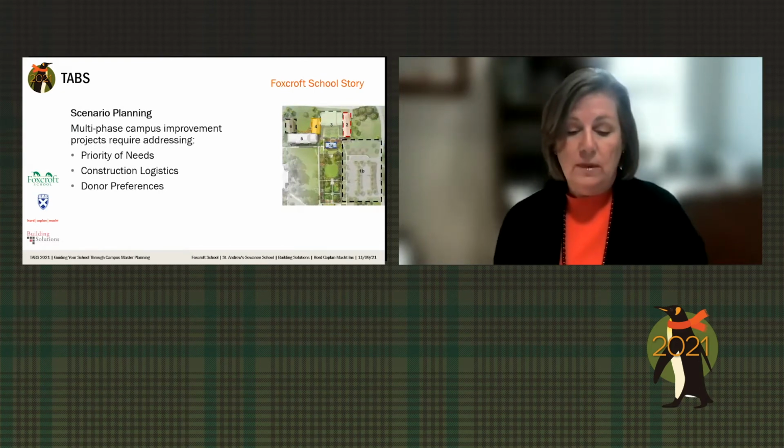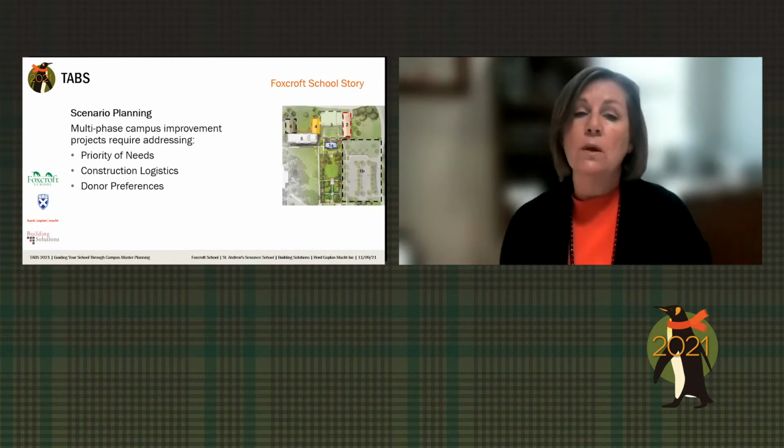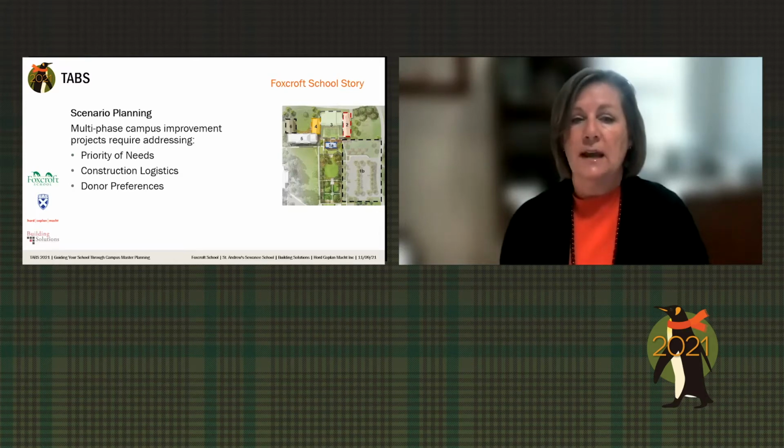So as we went through this, there were a lot of things that we were evaluating, and it was trying to dovetail the needs with construction logistics so that when we were able to get donations, because it was all dependent on our donations, how would we phase these in so that whether it was a new building or a building of improvements, what exactly would be the order in which these things would take place?